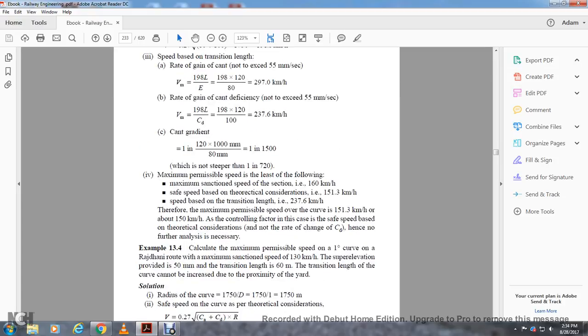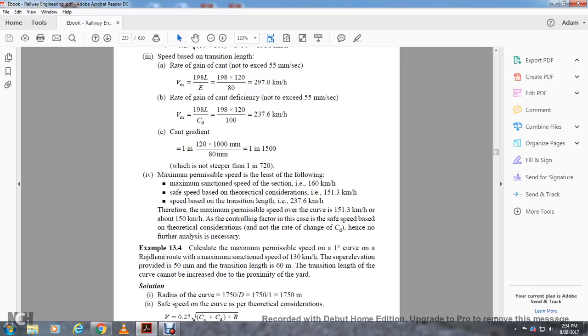Maximum permissible speed is the least of the following: the maximum sanctioned speed of the section, 160 kilometers an hour; safe speed with the theoretical consideration, 151.3 kilometers an hour; speed based on transition length, 237.6 kilometers an hour. Therefore, the maximum speed over the curve is 151.3 kilometers an hour, or 150 kilometers an hour. The controlling factor is the safe speed from the theoretical consideration, not the rate of change of the Kant deficiency, so no further analysis is necessary.